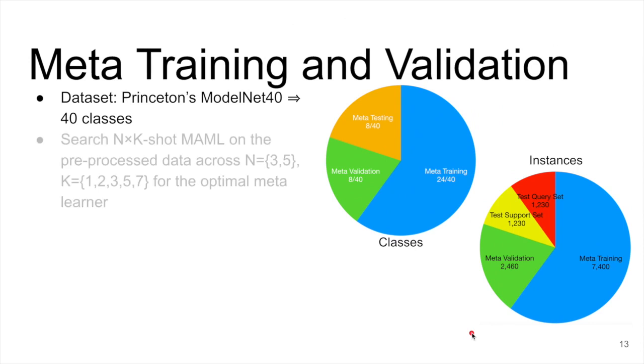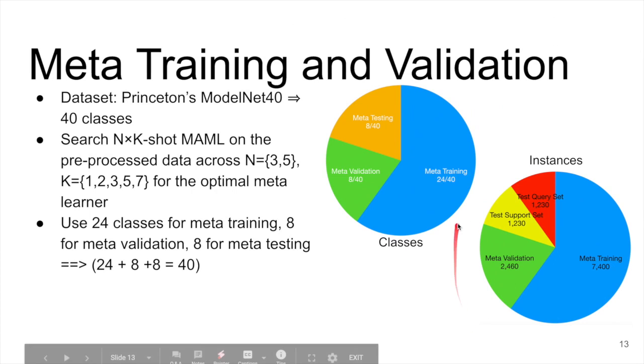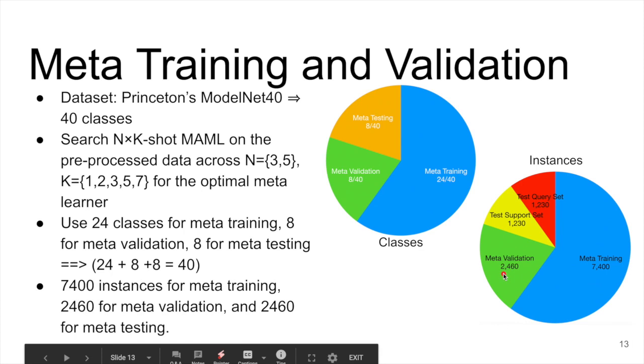We ran n by k shot MAML on the preprocessed data for n equals 3, 5 and k equals 1, 2, 3, 5, and 7. To do so, we create a meta train and meta validation set using 24 classes for meta training and 8 classes for meta validation, saving the last 8 classes for a meta testing phase. This corresponds to 7400 for meta training, 2460 for meta validation, and 2460 instances for meta testing.